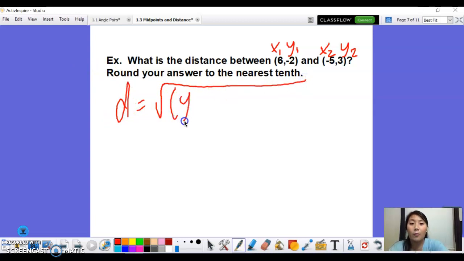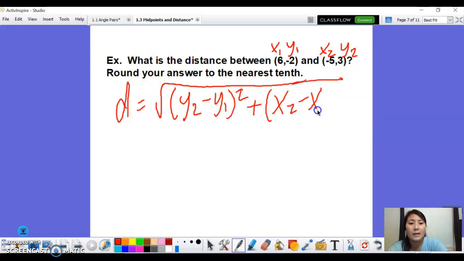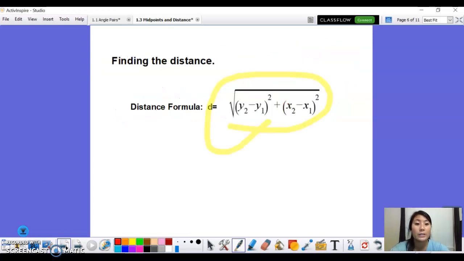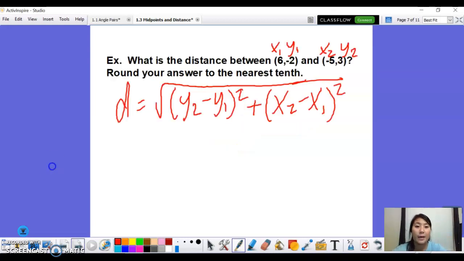And then we have (y2 minus y1) squared plus (x2 minus x1) squared. All right, so again, make sure you have that distance formula there, just like we had it with the midpoint, okay? So if you needed a refresher, if you didn't write it down the first time, go ahead and write it down now. So now we're going to just go ahead and plug in what we know, just like we did with midpoint.